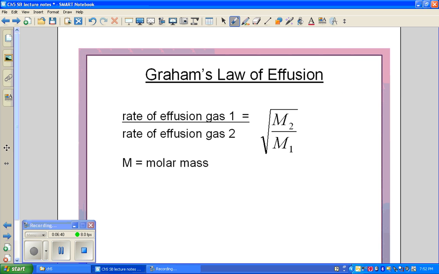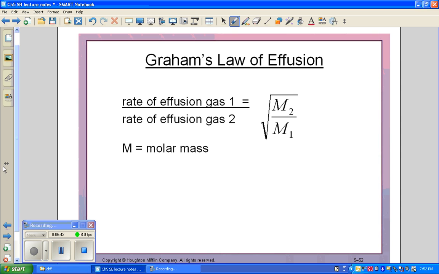Well, here's Graham's law of effusion. So he is saying that the rate or the speed of gas 1 is equal to the ratio of the rate of speed of gas 2. And you can see here that we are talking about the capital M, so the unit is kilograms per mole. But we don't really need to worry about that because it's a ratio, so they are going to be canceling out.